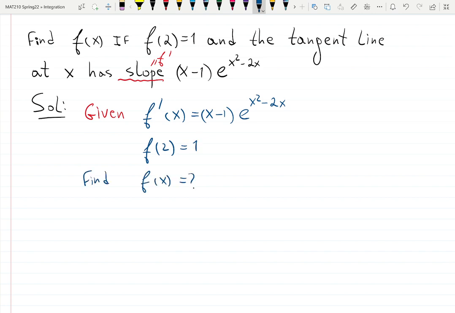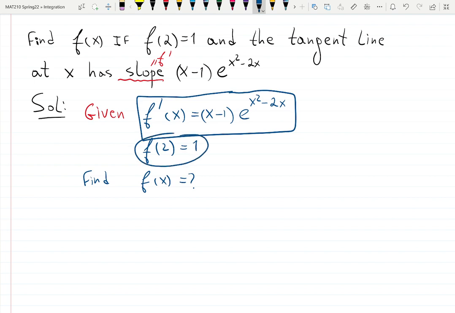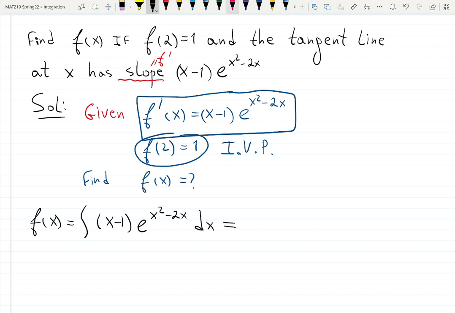So using the derivative, we will integrate the derivative to find the original function, plus c will show up, and we are going to use this initial value, it's called an initial value problem, because the initial value is given, to find c. Let's do it. F of x is the integral of x minus 1 e to the x squared minus 2x dx. How to do this integral? This should be done using u substitution.